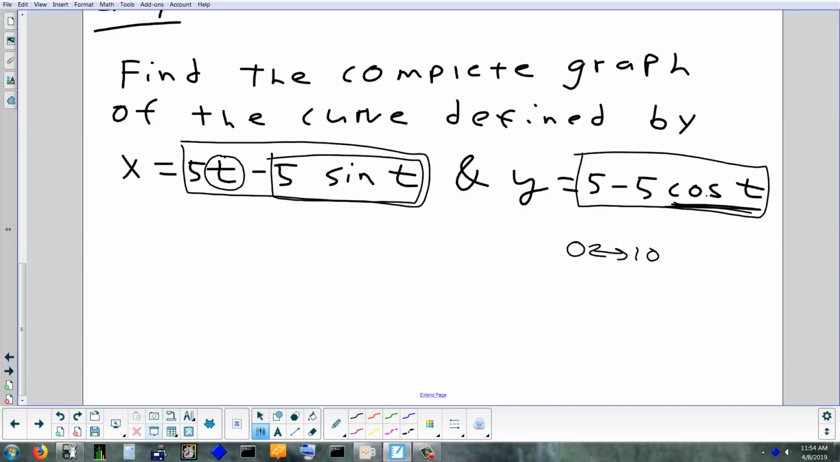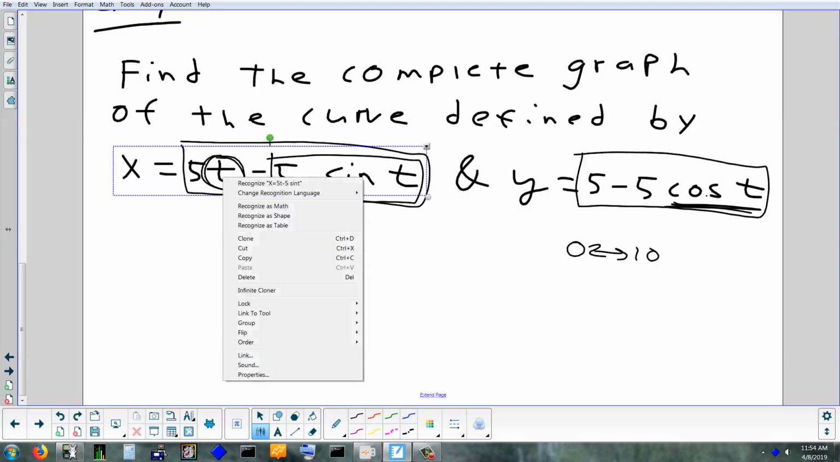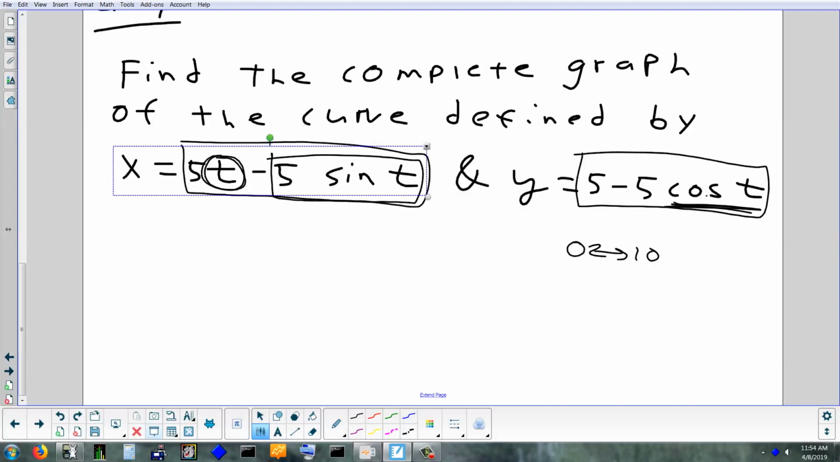Well, t is unlimited. They didn't give you a t min or t max here. So if your highest value for t is 1,000, that's 5 times 1,000, that's 5,000, minus a number between negative 5 and 5. If t is 1,000,000, that's 5,000,000, minus a number between negative 5 and 5. This part's predictable. It's between negative 5 and 5. This part in the front, it gets pretty big.